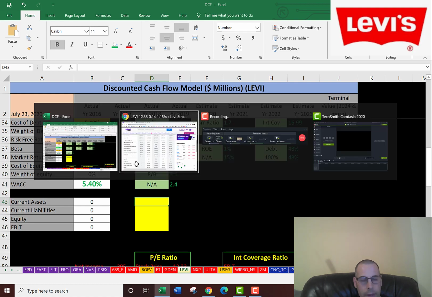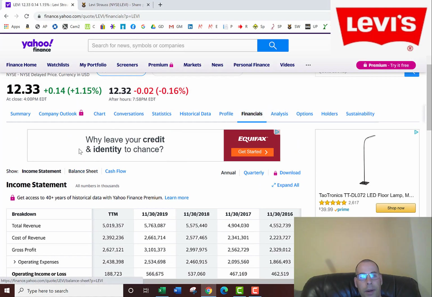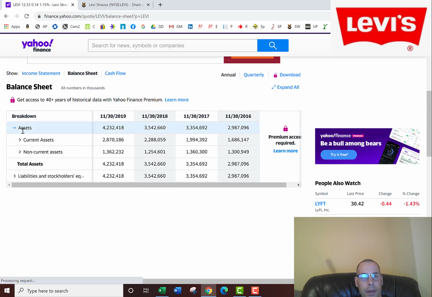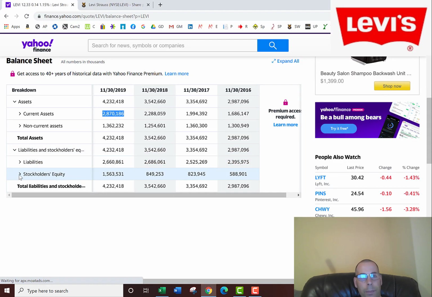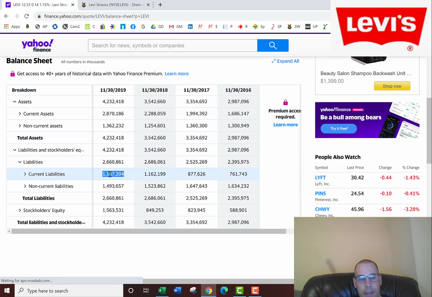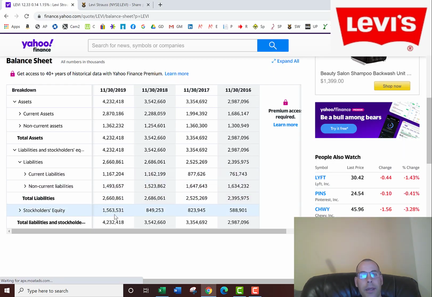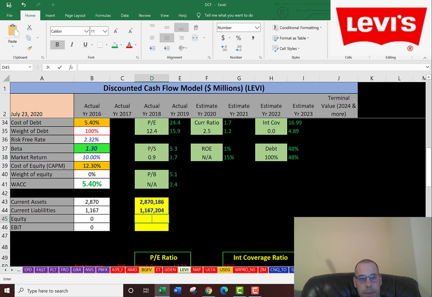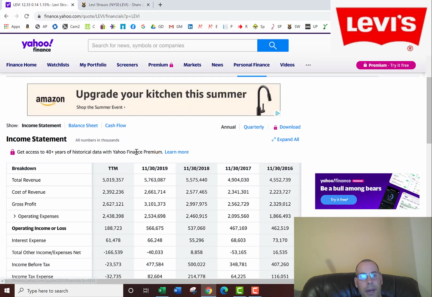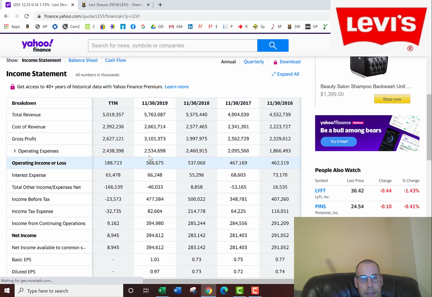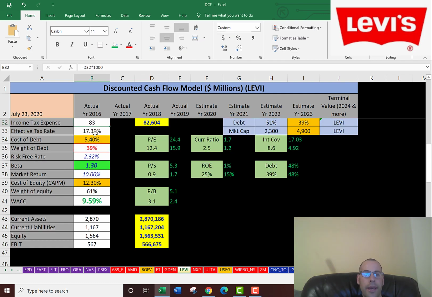Now we need to get the current assets. We'll go back to the balance sheet. And we need the current assets to calculate the current ratio later. And that's $2.9 billion. Now we'll pull their current liabilities. These are debts and payables that are due within 12 months. That's $1.2 billion. And their equity of $1.6 billion. That's assets minus liabilities. We also need their EBIT, earnings before interest and taxes. And that's $566 million.